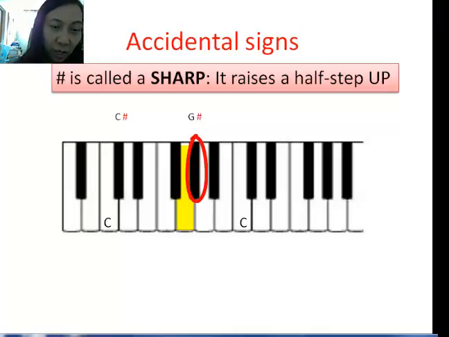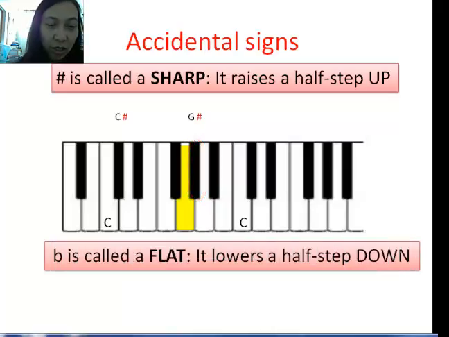Similarly, we can also have a sign called a flat. When you flatten down something, you're going lower, right? So it lowers a particular key a half step down. So let's take D. Can you find D next to the higher C? Now, how would you call the black key on the left of that D? You would call it D flat.